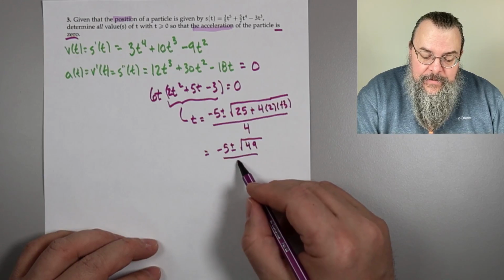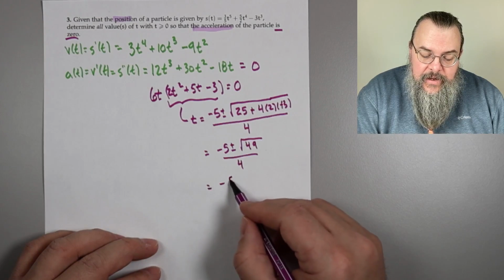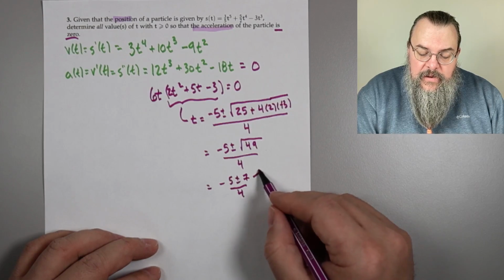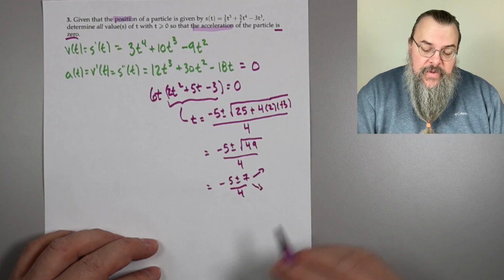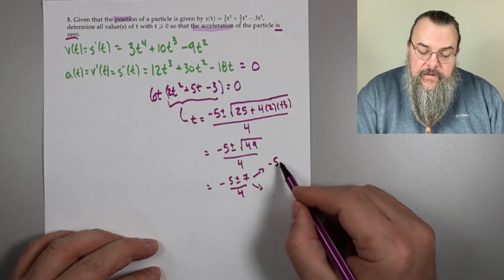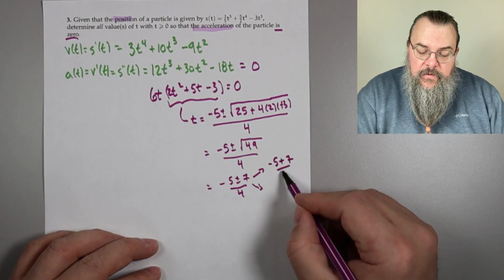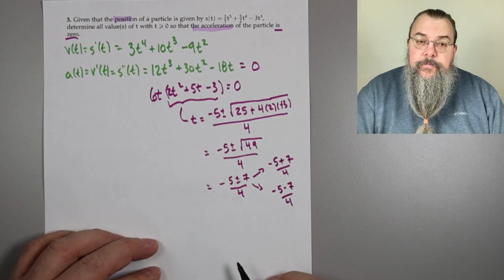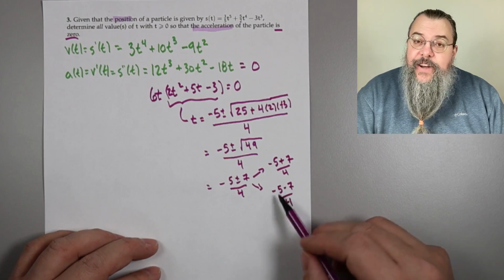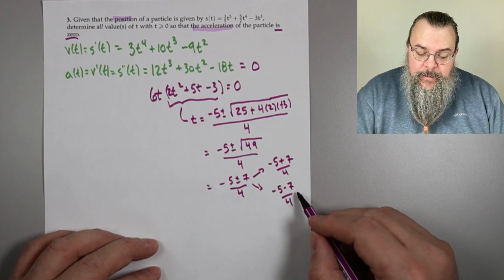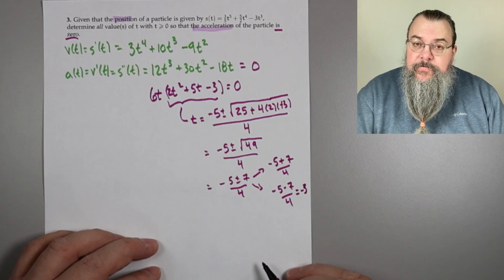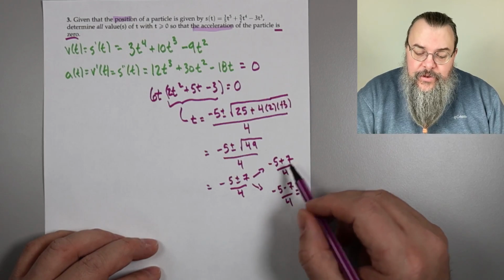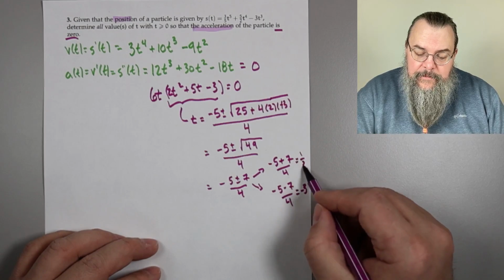And does 49 have a nice square root? It does. Negative 5 plus or minus 7 over 4, which leads us to two possibilities. Well, we have negative 5 plus 7 over 4, and negative 5 minus 7 over 4. Now, minus 5 minus 7 is minus 12, divided by 4 is minus 3. Minus 5 plus 7 is 2, 2 over 4, a half.